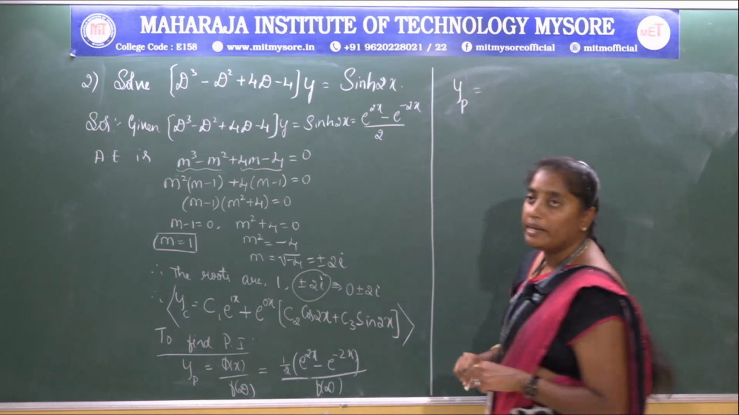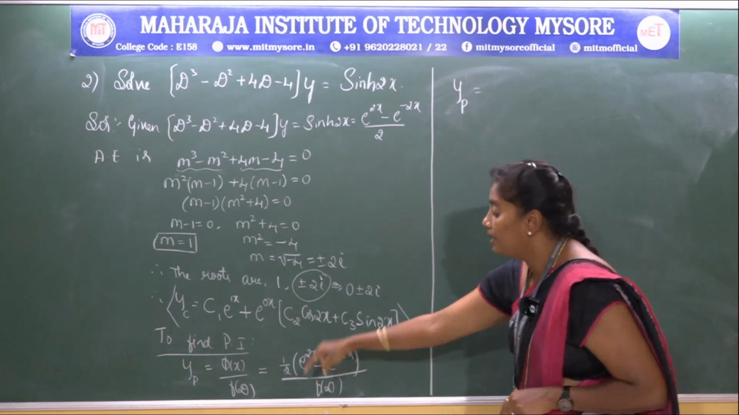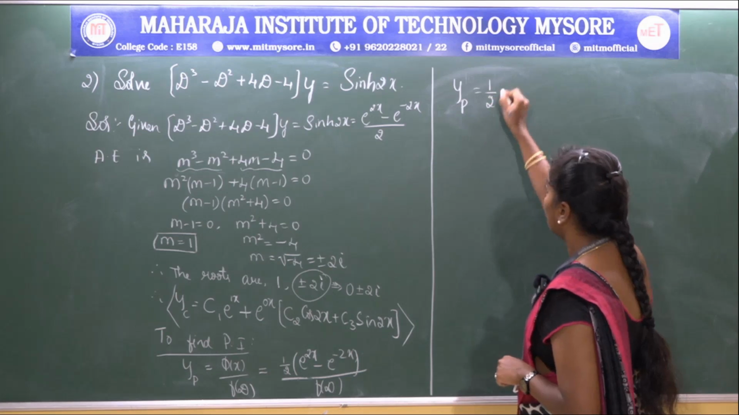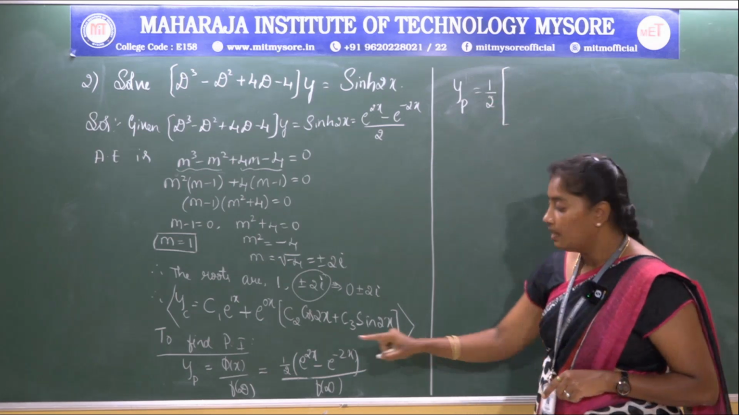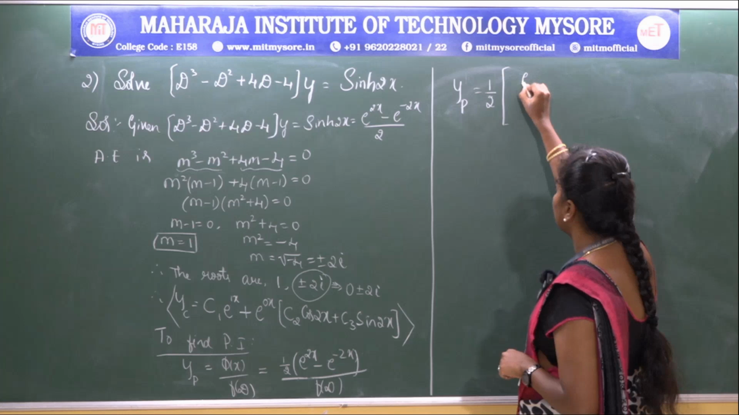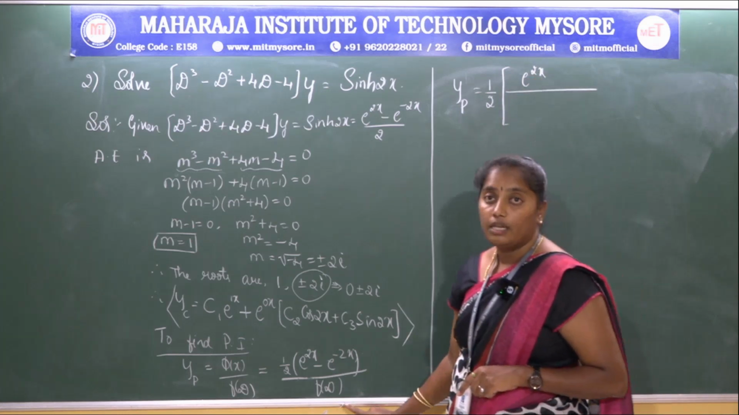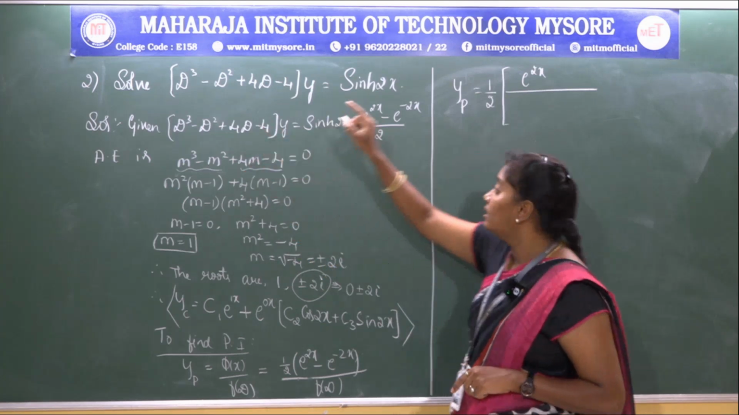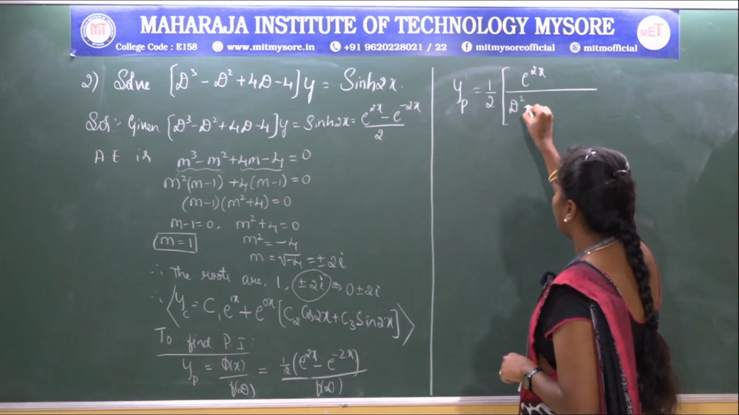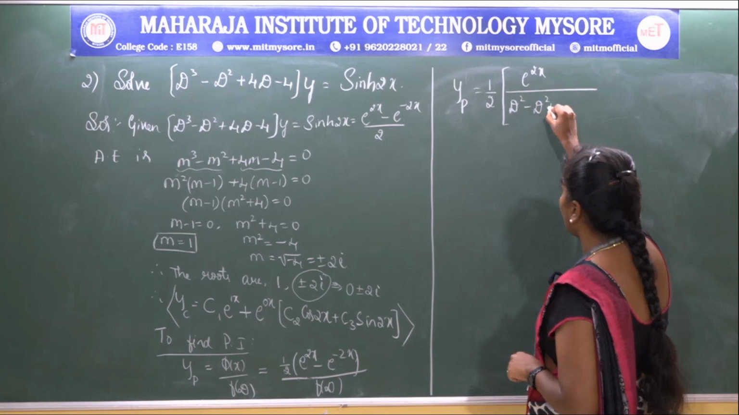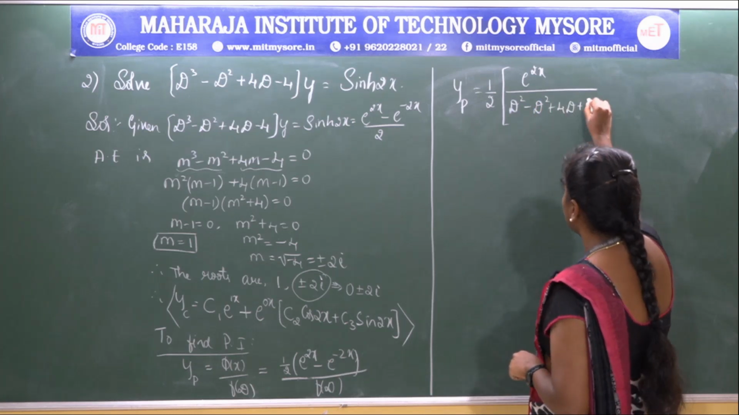So then yp is equal to 1 by 2, the common term here. The first element is e to the power of 2x divided by f of D. What is the value of f of D here? D cube minus D square plus 4D plus 4.